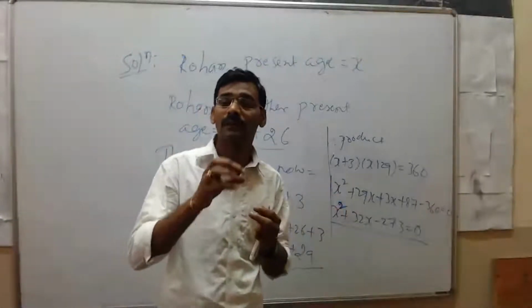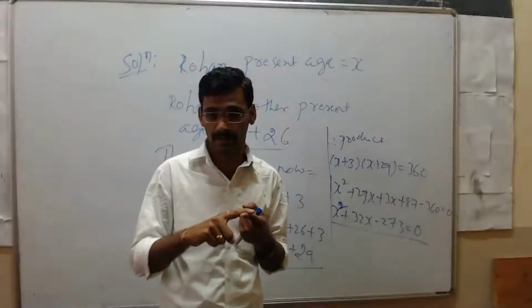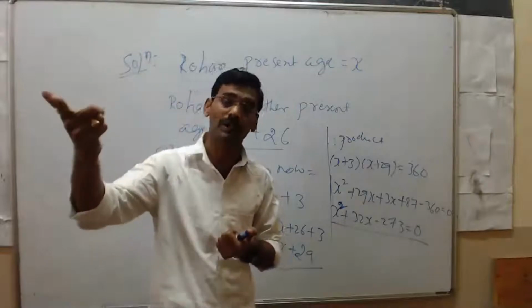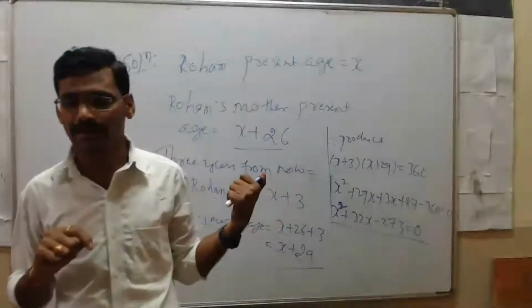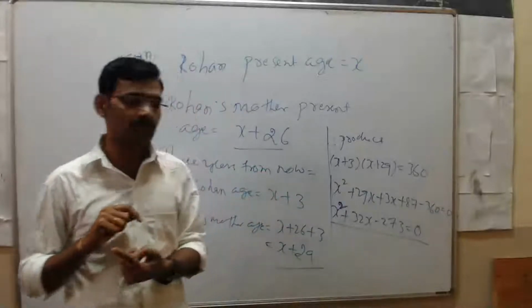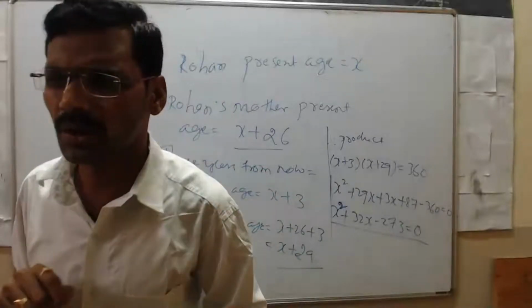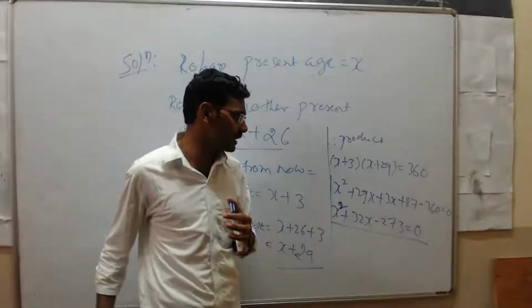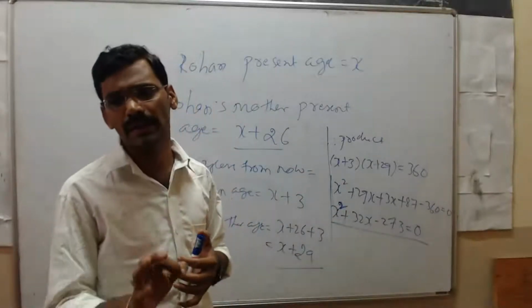The product of the ages of Rohan and his mother after 3 years, not the present product, is given. So it is in the form x plus 3 into x plus 29 is equal to 360. After simplification, x square plus 32x minus 273 is equal to 0. Now it is in the form of a quadratic equation, where a value is 1, b value is 32, c value is minus 273.